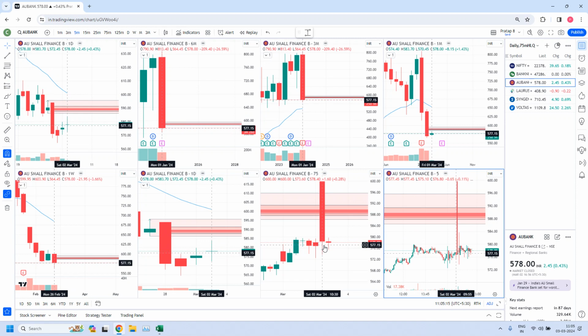So this is about the high liquidity zones we generated yesterday, and we got a successful trade on Lawrence Labs. So this is about high liquidity zones.